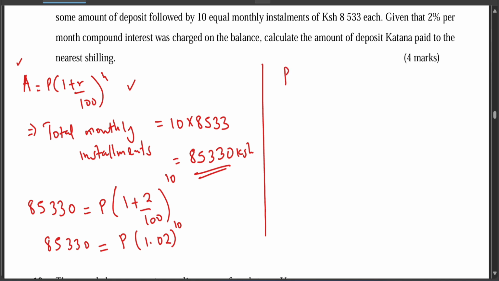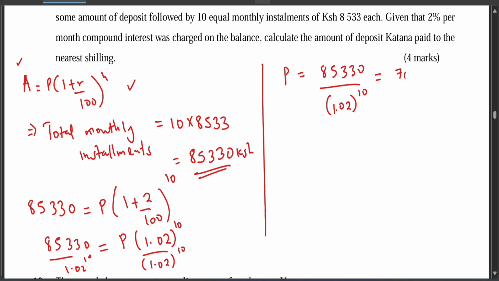So if I had to find only P, P becomes 85,330 divided by 1.02 power 10. You see, it's very easy, not difficult. Now how will you get the answer after that? So you will take 85,330 divided by 1.02 power 10. Okay, and it will give you 70,000. It will give you 70,000 Kenya shillings.